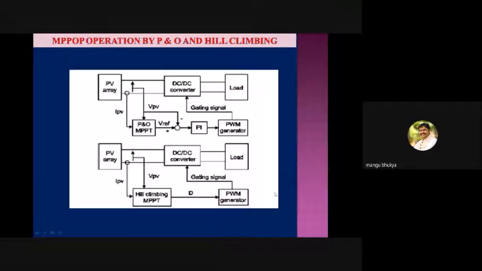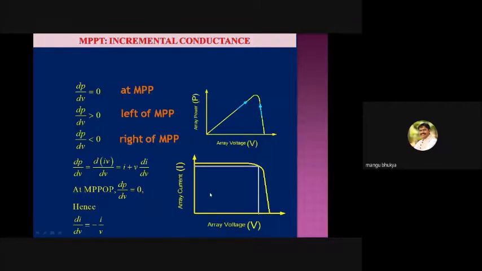Okay. Yeah. So there are other MPPT algorithms. Normally perturb and observe is widely used. This is a simple technique. Then there are perturb and observe, hill climbing, and the incremental conductance MPPT algorithm. It will check the slope dP by dV.